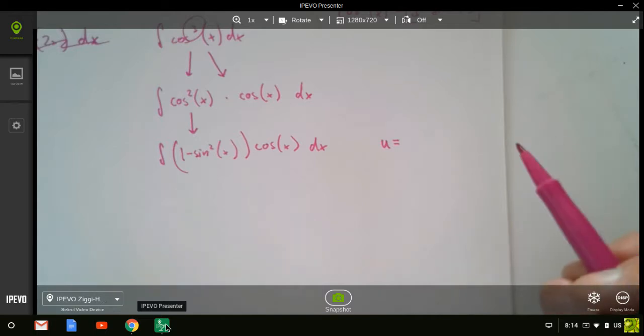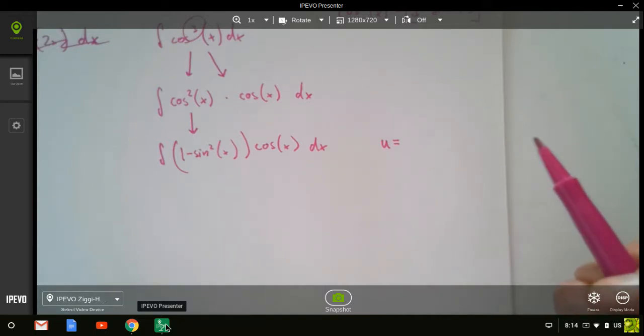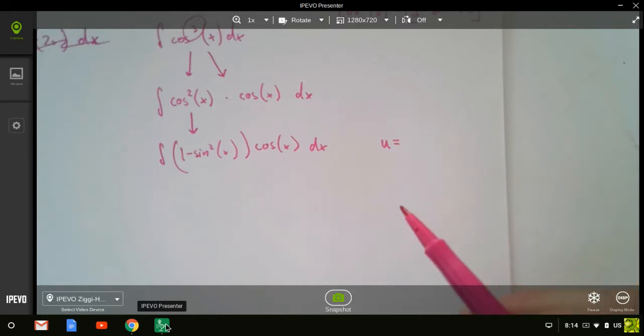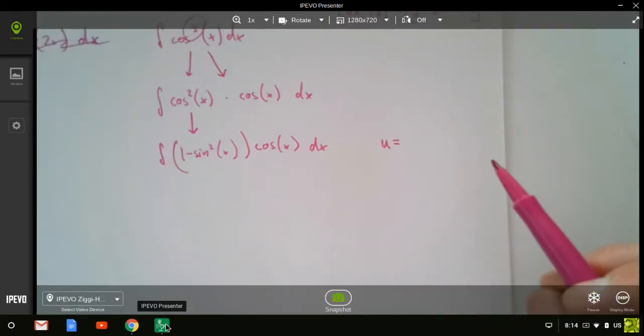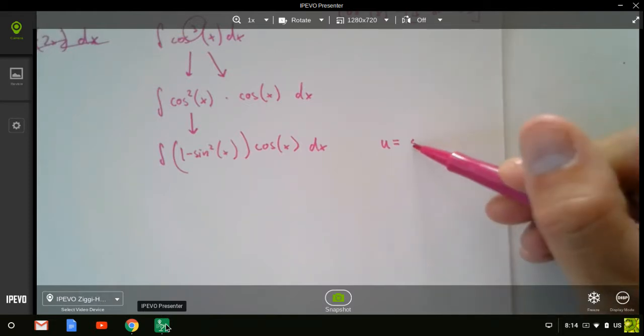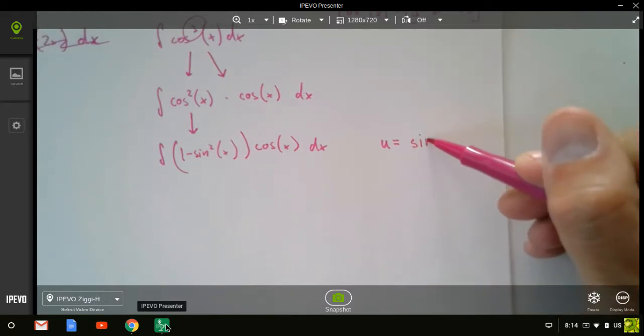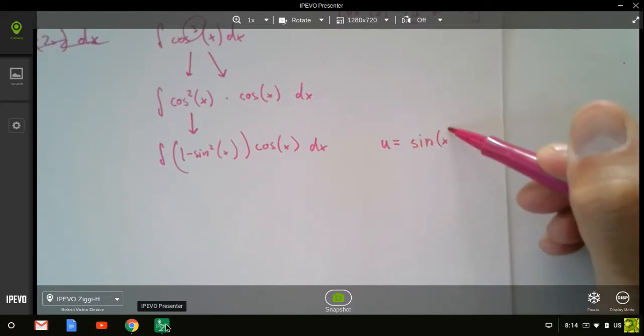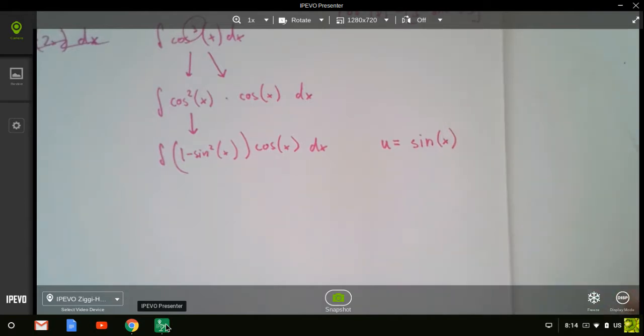Now, just imagine yourself sitting at the board trying a whole bunch of different u's. I will save you some time and skip to the step where we figure out what the u appropriately is. It's actually just sine of x. Again, not intuitive, not in the way that we figured out u substitution problems previously.